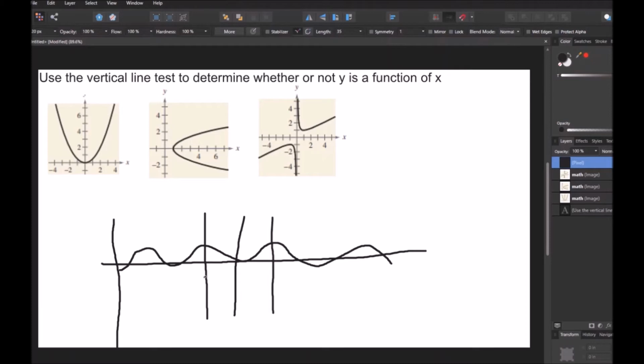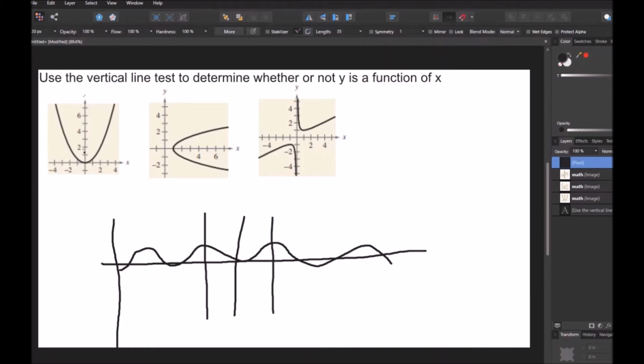Because when I pick a vertical line, I'm picking an x value, I'm picking an input, and if it intersects the graph only once, meaning it has only one output, then it is a function. And if it intersects the graph more than once, then of course it's not a function.